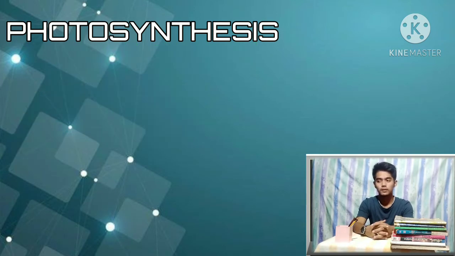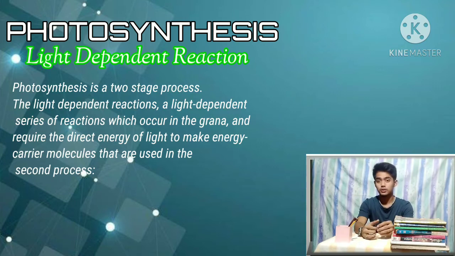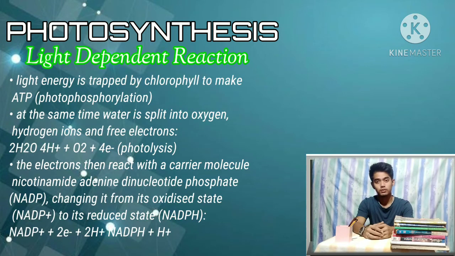Photosynthesis is a two-stage process: the light-dependent reactions and the light-independent reactions. The light-dependent reactions are a series of reactions which occur in the grana and require the direct energy of light to make energy carrier molecules that are used in the second process. Light energy is trapped by chlorophyll to make ATP, photophosphorylation. At the same time, water is split into oxygen, hydrogen ions, and free electrons.